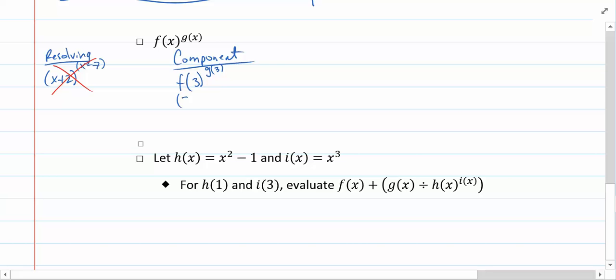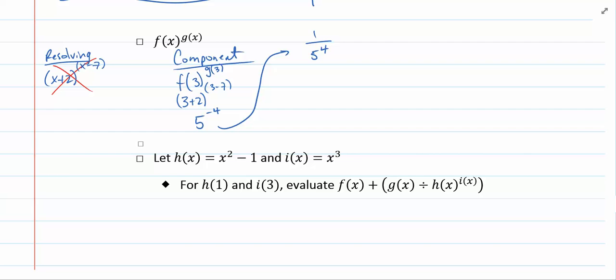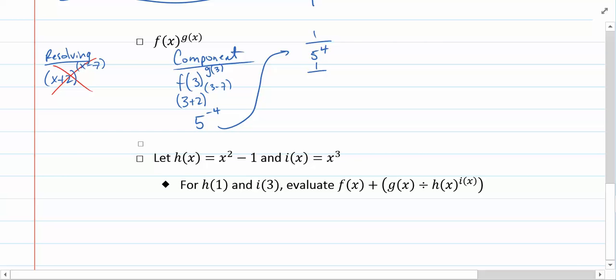Well, f of 3 is 3 plus 2. G of 3 is 3 minus 7. This would be the number 5 raised to the negative 4th power. And if you remember our exponent rules from earlier in the year, this would be 1 over 5 to the 4th power. I can make this a positive exponent if I move it to the bottom of a denominator. And then I'll just multiply 5 times itself 4 times in a row.